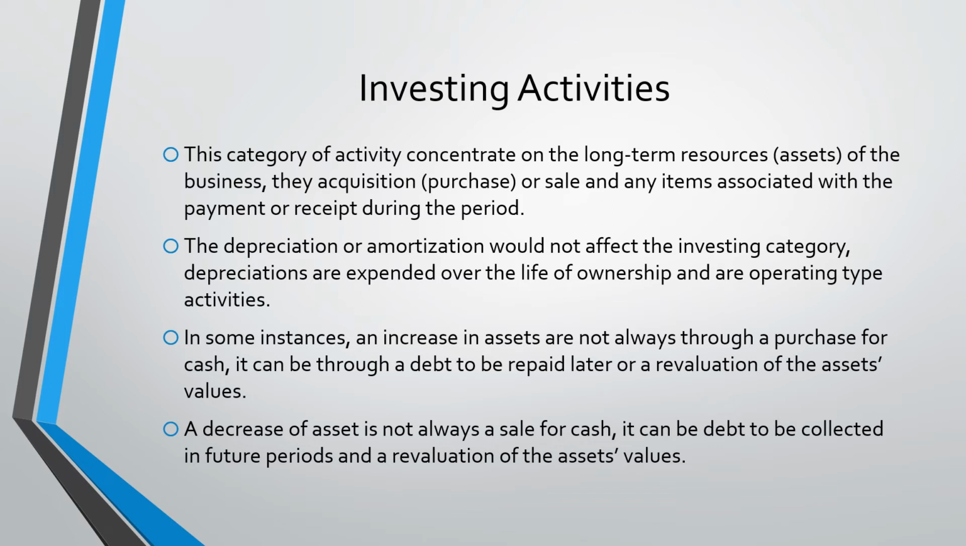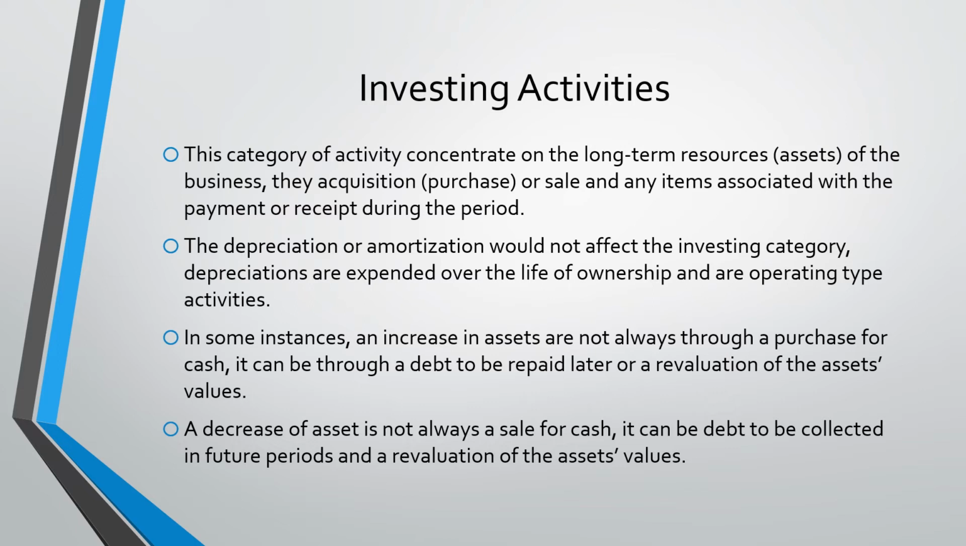You could have also acquired the asset through a debt to be repaid at a later date. In other words, you acquired the asset on credit, which means you owe someone for this asset. You would have gotten the asset, so the asset value increased, but that does not mean there was an outflow of cash in order for you to acquire it. It was through a debt. Similarly, the same thing can happen when the asset value decreases. It's not always because it was a sale for cash. It could be that a debt was collected, or it could have been that the asset was revalued.